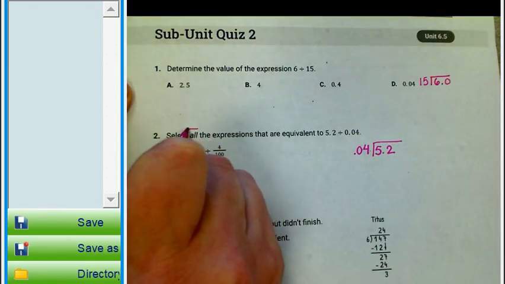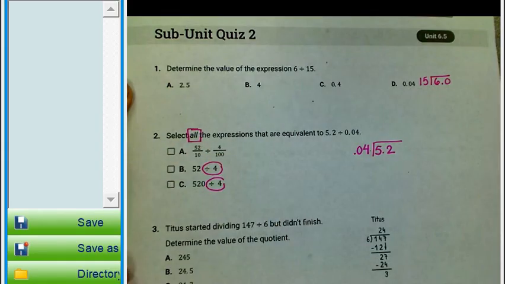Make sure you get all of them because it is asking you to find all expressions. I will give you a clue that there is more than one.